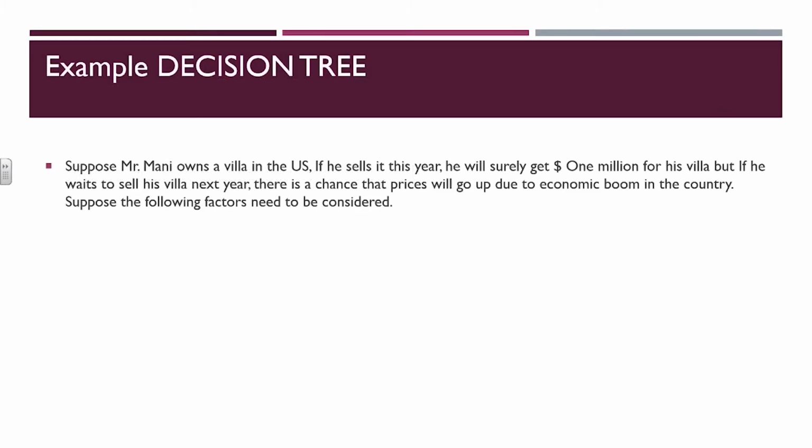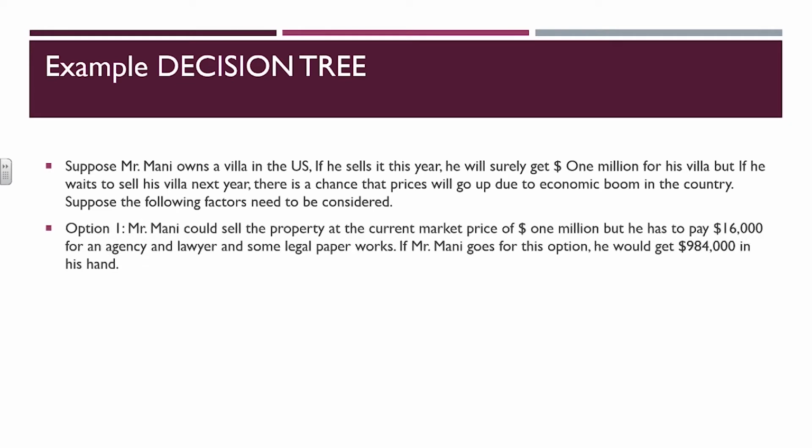Suppose Mr. Mani owns a villa in the US. If he sells it this year, he will surely get $1 million for his villa. But if he waits to sell his villa next year, there is a chance that prices will go up due to an economic boom in the country. Suppose the following factors need to be considered. Option 1. Mr. Mani could sell his property at the current market price of $1 million, but he has to pay $16,000 for an agency and lawyer and some legal paperwork as well.